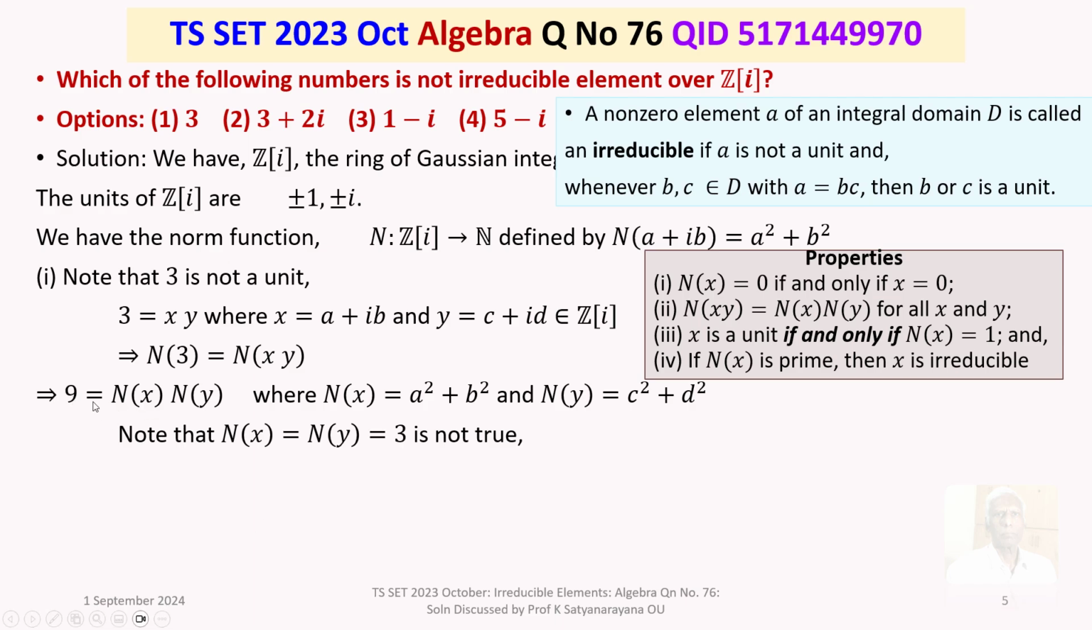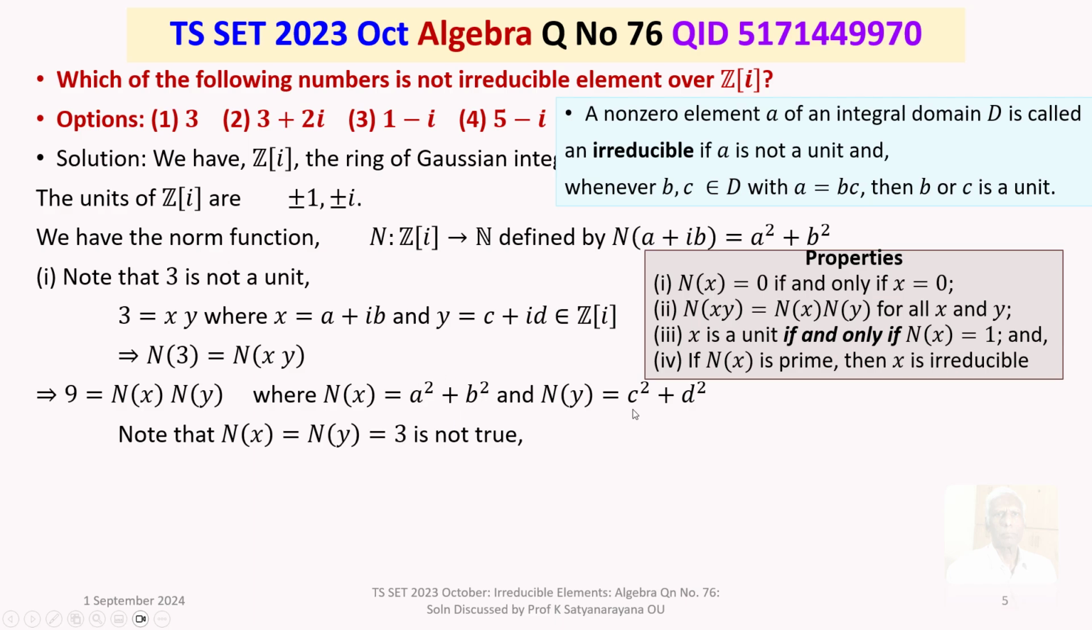N of x is 3 and N of y is 3, or N of x is 1 and N of y is 9, or N of y is 1 and N of x is 9. So those are the possibilities. First we consider the possibility N of x is equal to N of y is equal to 3. Is it possible? And we say it is not true. Why? Because do we have two integers a and b such that a square plus b square is equal to 3? We don't have.